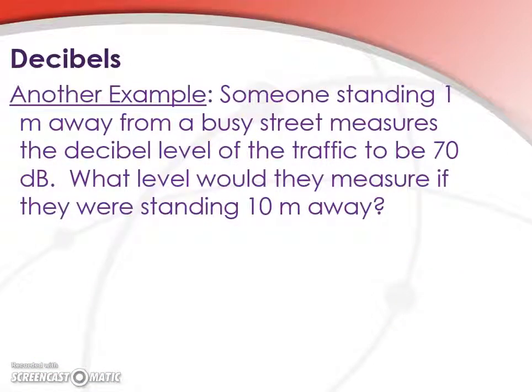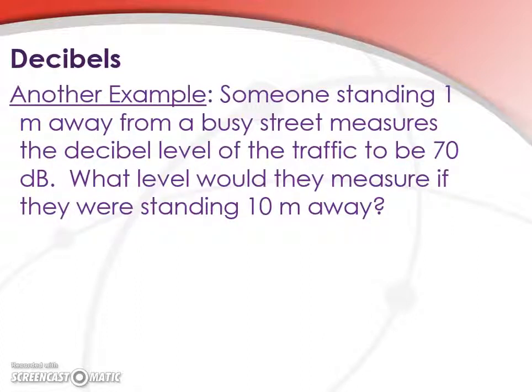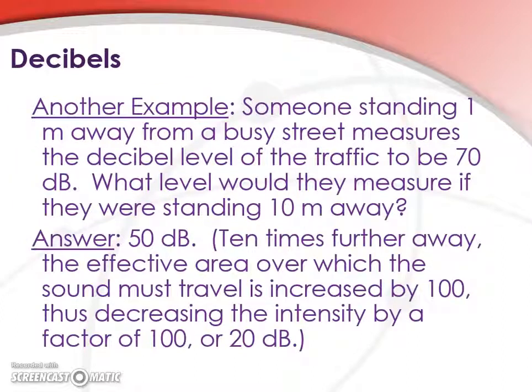Let's take another example. Someone standing 1 meter away from a busy street measures the decibel level of the traffic to be 70 decibels. If they were 10 meters away from the traffic, what would the noise level be? Well, first we have to apply our concept of sound intensity being proportional to r squared. Since we're 10 times as far away, we're 10 squared diminished in intensity, or 1/100th as intense. So knowing that it's 1/100th as intense, we can subtract 20 decibels, and we get 50 decibels as the answer. So we're 10 times further away. The effective area is increased by 100, so we're decreasing the intensity by a factor of 100, or 20 decibels.